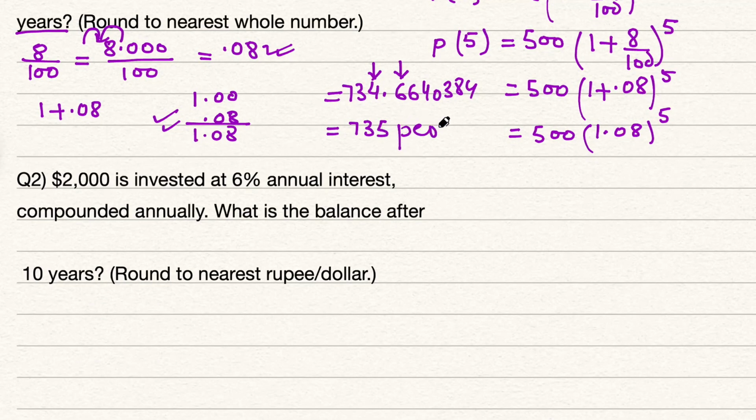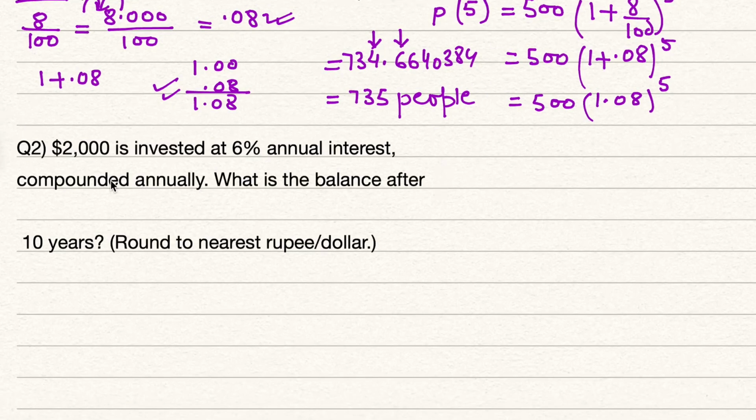So let's say this is people. Now let's come to question number 2. This much amount is invested at 6% annual interest, compounded annually. What is the balance after 10 years? Now, this word may confuse you, what is the meaning of compounded annually, but don't worry. In the last question of today's series, we will cover this particular word, compounded annually, in a little bit more detail. But for now, let's do question number 2.